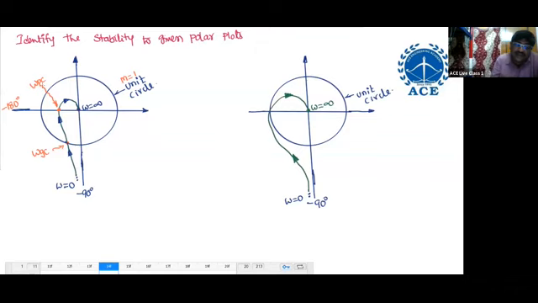Which is greater? 1000 is greater than what? 100. That means omega PC is greater than omega GC. The closed loop system is stable.